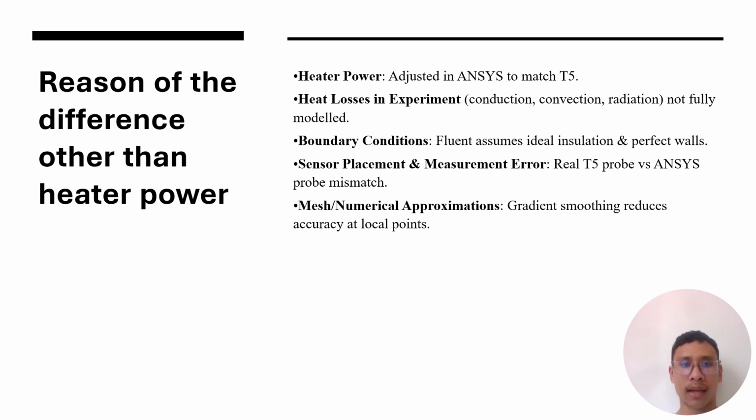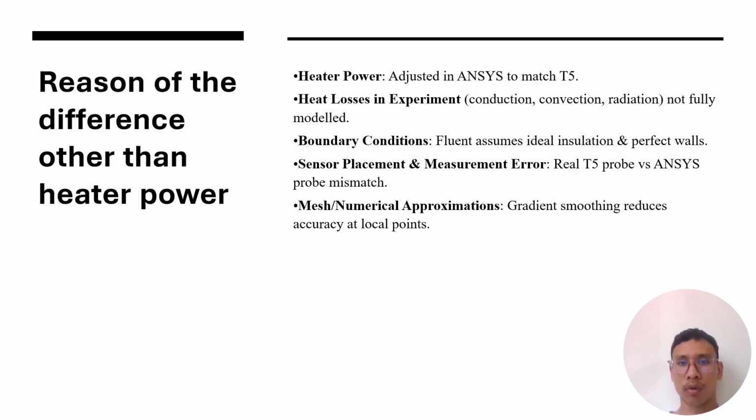Moving on to the next slide, the reasons for the difference other than the heater power. Now let's look at some of the main reasons for this difference apart from the heater power. First, in ANSYS, we had to adjust the heater power to match the temperature at T5. But in the real world experiment, there are heat losses through conduction, convection, and radiation that are not fully captured in the model. Next, boundary conditions.